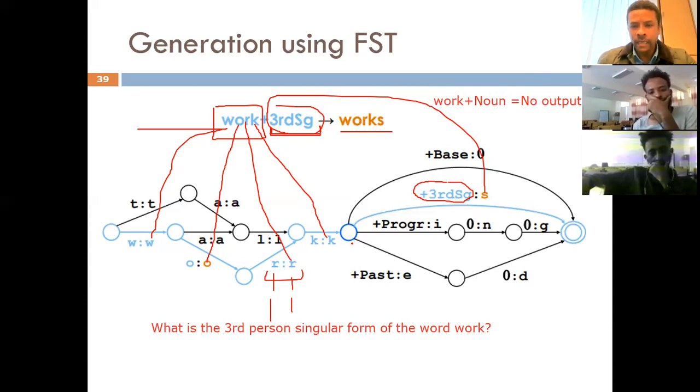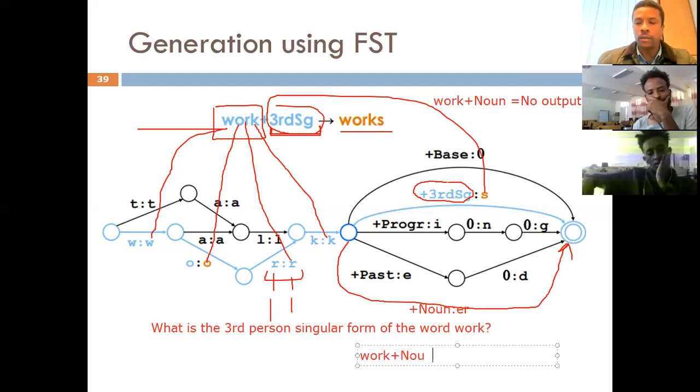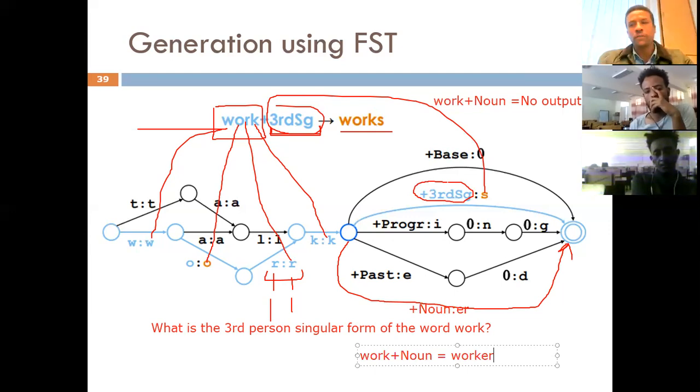But let this stay as it is, and what if I add this one? If I add one state here, and suppose I have such a text coming here, and I put it here and say plus noun, insert ER? Now how will it be? If I say work plus noun, what does it do? The output is going to be worker. You see, it became worker. To give it a property of a noun, we are going to add er to it. You see, you can increase or expand your finite state model to cover more things, but it all depends on the knowledge that you have on how to make it progressive, how to make it past tense, how to make it a noun, how to make it an adjective, or anything that you have.